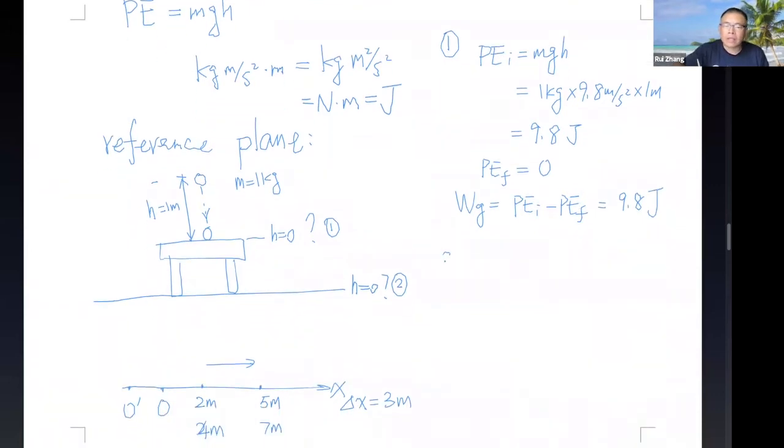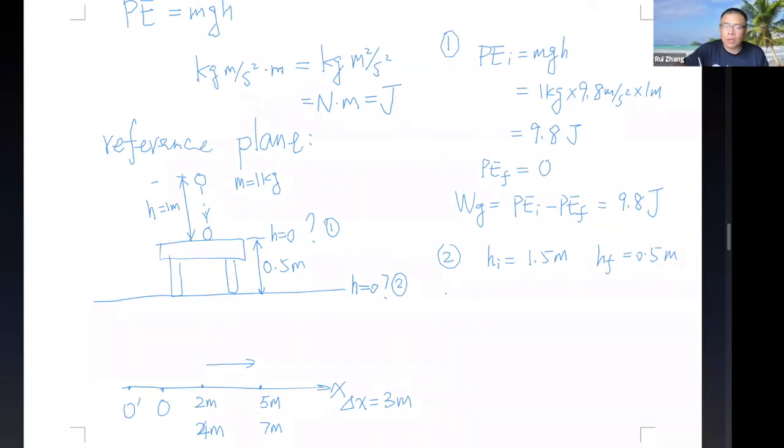Now let's consider the second case. Let's say the table itself is 0.5 meter, for simplicity. Then your initial height, if you use the floor as your 0 height, would be 1.5 meter. And final would be 0. Sorry, final is not 0 because you hit the table, so its final is going to be 0.5 meter.